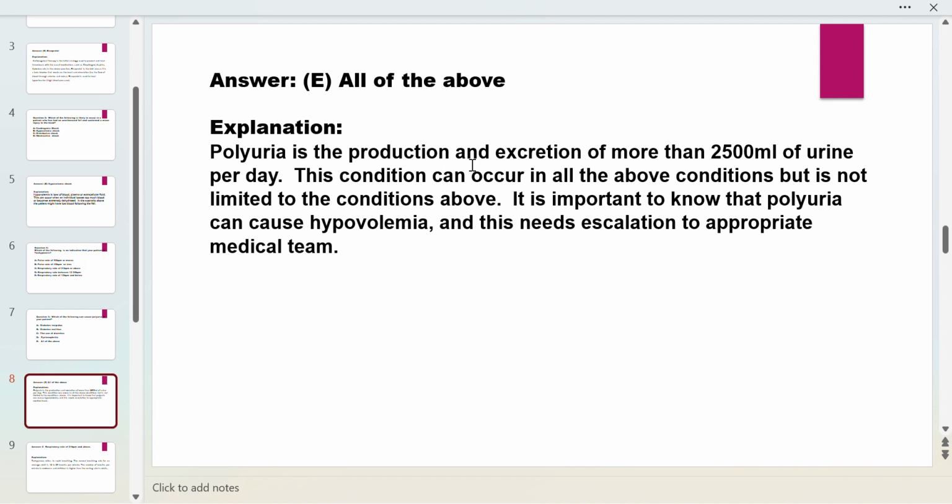Polyuria is the production and excretion of more than 2,500 ml of urine per day. This condition can occur in all of the above conditions, but it's not limited to the conditions above. It is important to know polyuria can cause hypovolemia, and this needs escalation to the appropriate medical team. Okay.